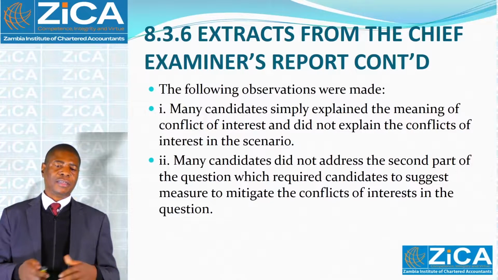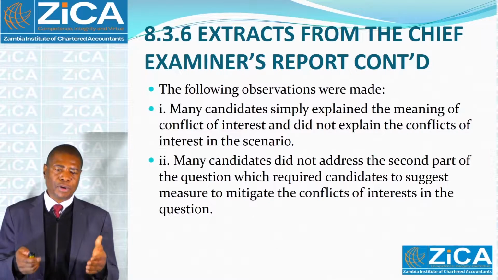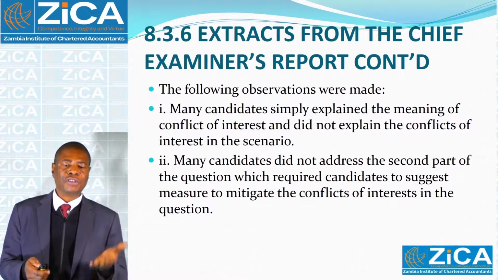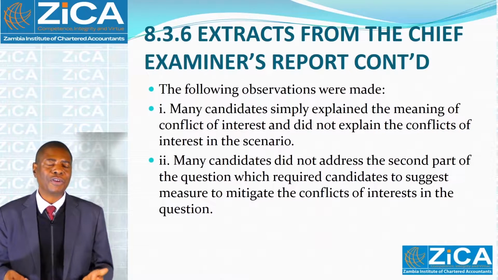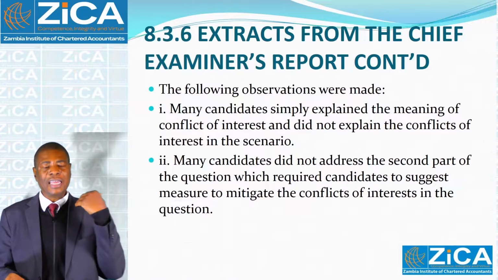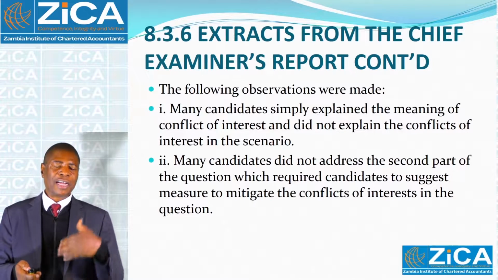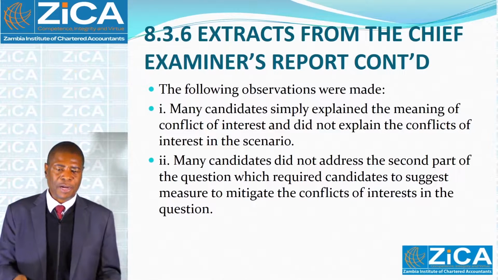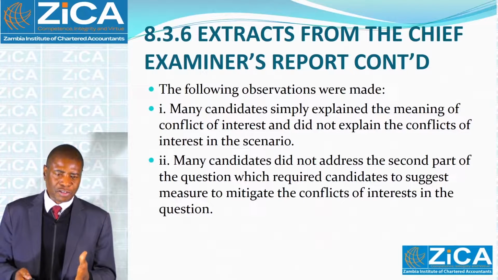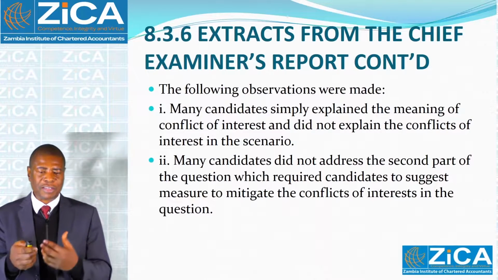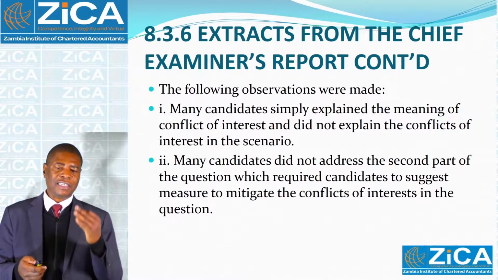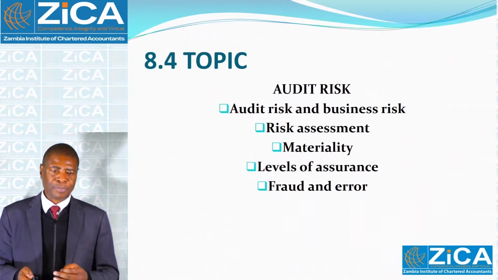Again, the examiner's report simply says most of the students did not know the meaning of conflict of interest. Now, if you don't know the meaning of conflict of interest, then you can't answer. So if you read your text properly and you are guided by professionals, you'll be able to answer these questions and pass without any problem. Some did not answer other parts of the question. Make sure that you answer both parts of the question. If you're only answering part of the question, you are disadvantaging yourself unnecessarily.